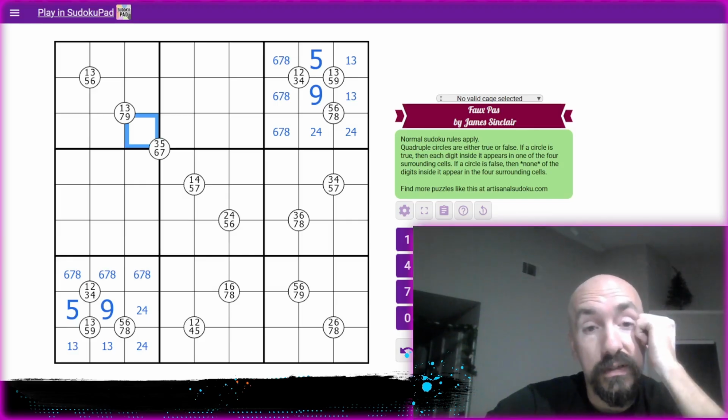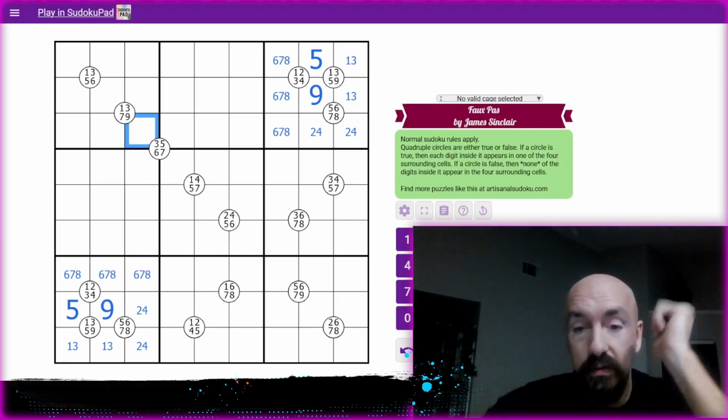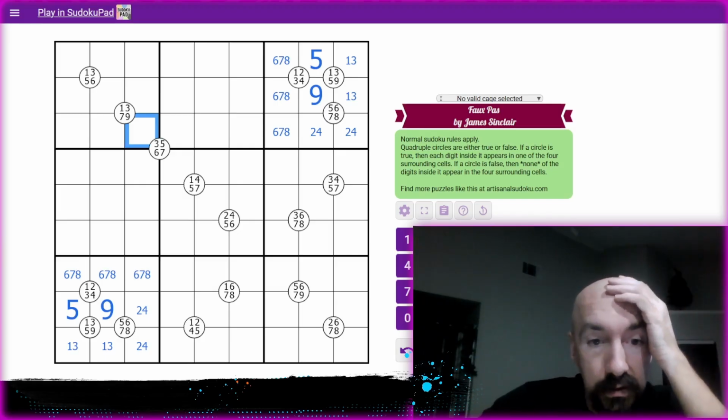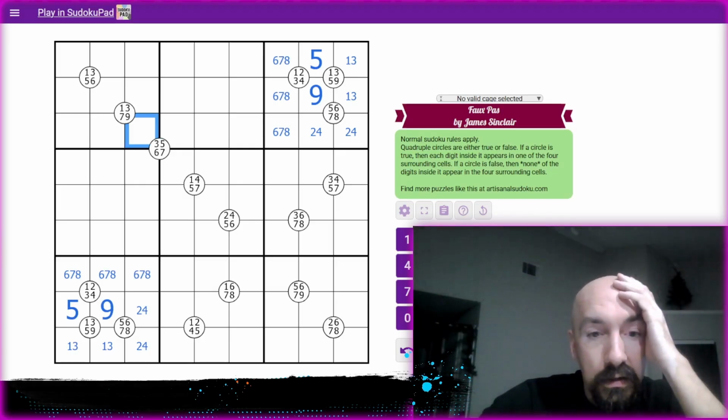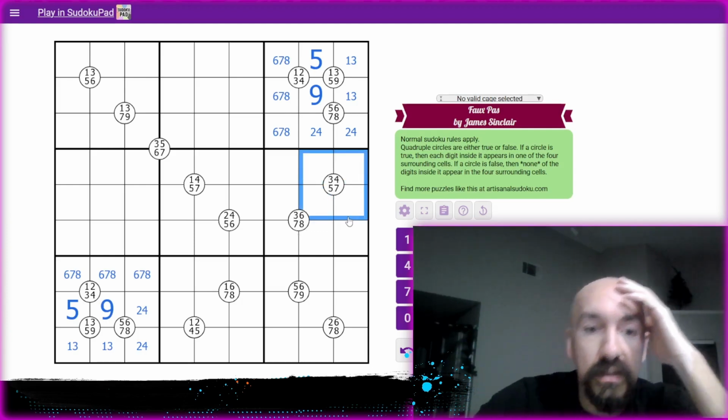Okay, so with the 6, 7, 8 here, 3, 6, 7, 8 has to be false in box 6. 3, 6, 7, 8, false. Okay. Which would, and then that sees a 5. So if 3, 6, 7, 8 has to be false, then we have to see if 3, 4, 5, 7 can be true.